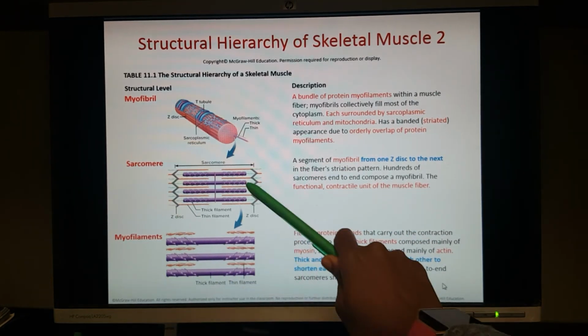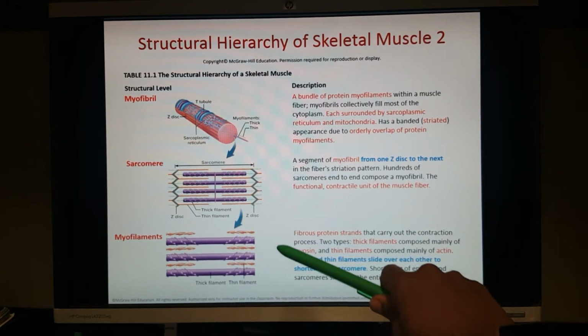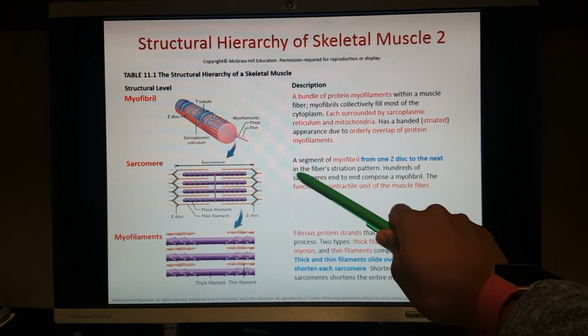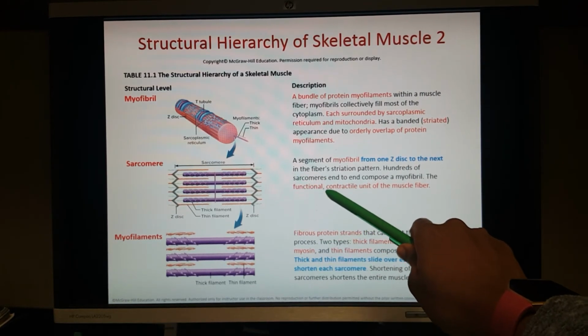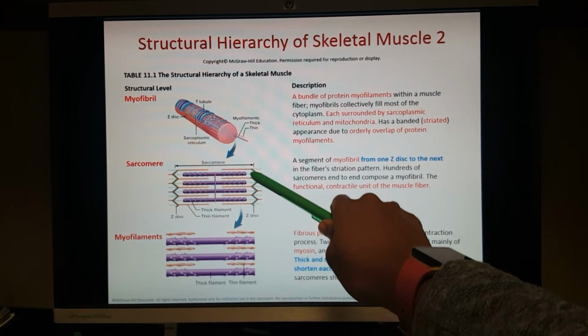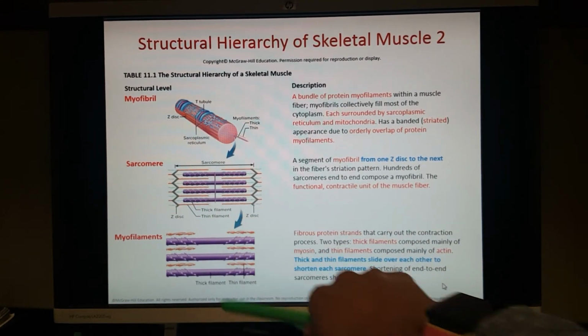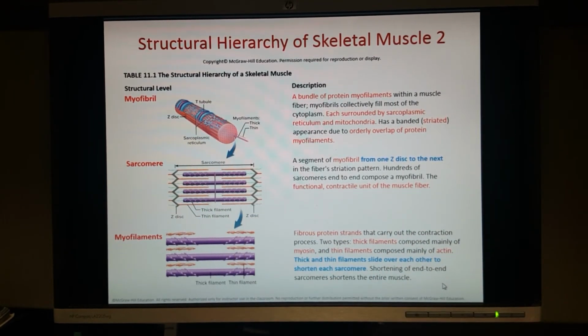Again, Z disc to Z disc, the functional contractile unit of muscle fiber. When the sarcomere shortens due to increased overlap in your thick and thin filaments, they work together to shorten the entire muscle. Lastly, inside of your sarcomere are your myofilaments. Again, your thick and thin filaments that help to shorten the sarcomere by creating increased overlap.